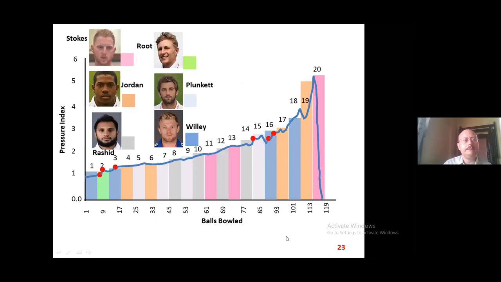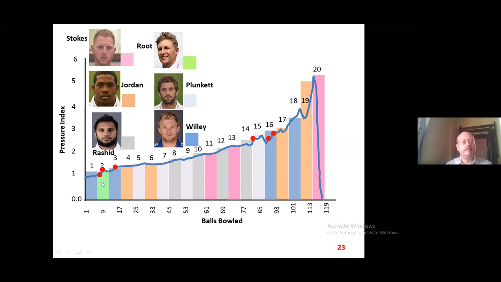Now let us see the whole match template, the complete match template. And this is color coded now, by who bowled those overs. As we know, David Willey bowled the first over, then the third over, and then the 16th and the 18th overs. And this was the pressure situation curve. So we can easily enumerate how much difference this bowler made in terms of pressure.